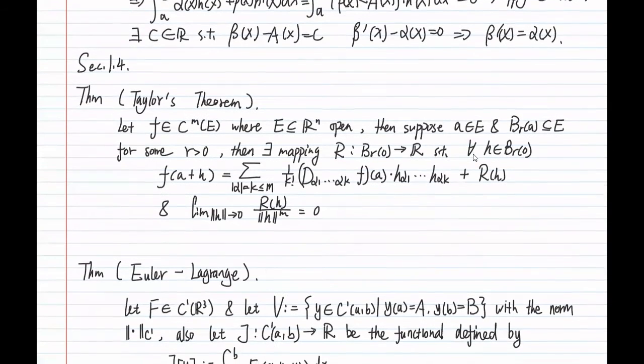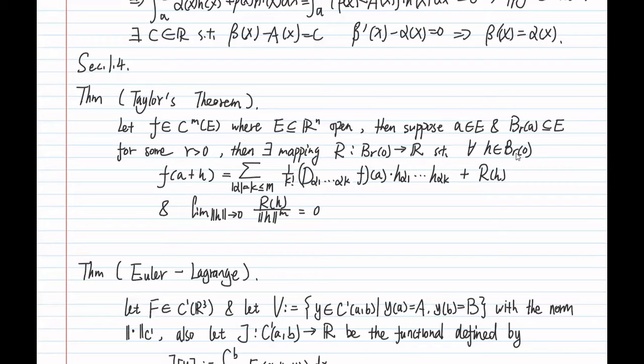Prior to talking about our main results, which is the Euler Lagrange equation, I would like to first state a version of Taylor's theorem, just to ensure that we're all on the same page about what I mean by Taylor's theorem. So, Taylor's theorem: let f be an m times continuously differentiable function defined on an open set E inside Rn. Now let's pick a point A inside E and also an open ball of radius r centered at A that's contained in E, for some r greater than 0.